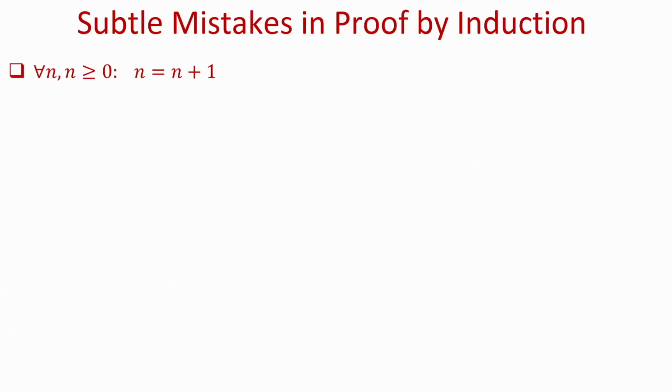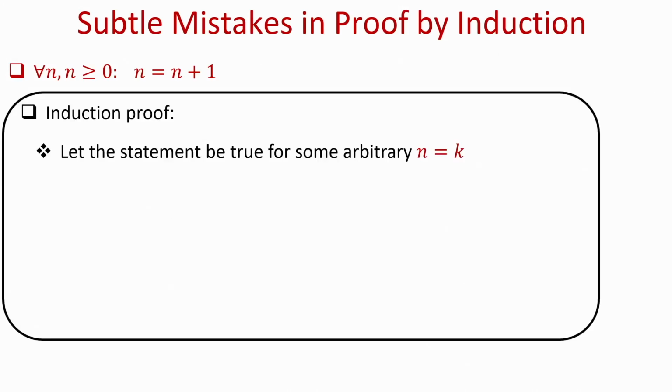So, imagine my property p of n is that n is equal to n plus 1, and I am making a universally quantified statement that the property p is true for all values of n greater than or equal to 0. So, my base case here is 0. Now, definitely this is a false statement, but here is an induction proof which is given in an attempt to prove this statement to be true.